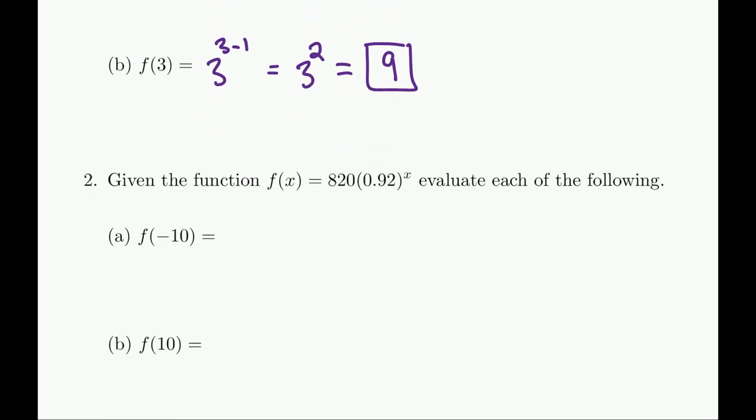And also the key to problem 2 here is understanding that this right here needs to be evaluated separately from the 820. So what you want to keep from happening is this. When we're calculating f of negative 10, f of negative 10 is 820 times 0.92 to the negative 10. Okay. You do not multiply these two together, right? The 820 and the 0.92, that's wrong.